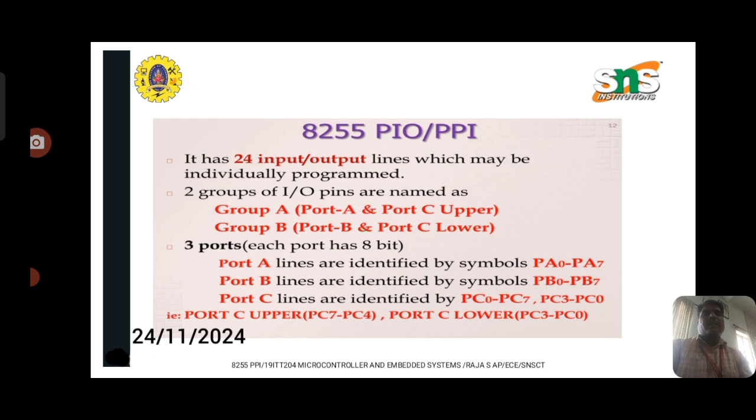Three ports are available in the 8255. One is Port A, whose lines are identified by the symbols PA0 to PA7. The second one is Port B, whose lines are identified by the symbols PB0 to PB7. Then Port C, whose lines are identified by PC7 to PC0. Port C is further divided into two parts. One is the upper part, that is PC4 to PC7, and the lower part, that is PC0 to PC3.